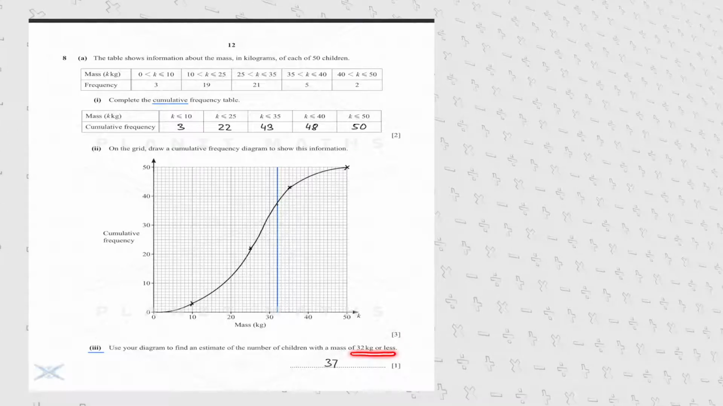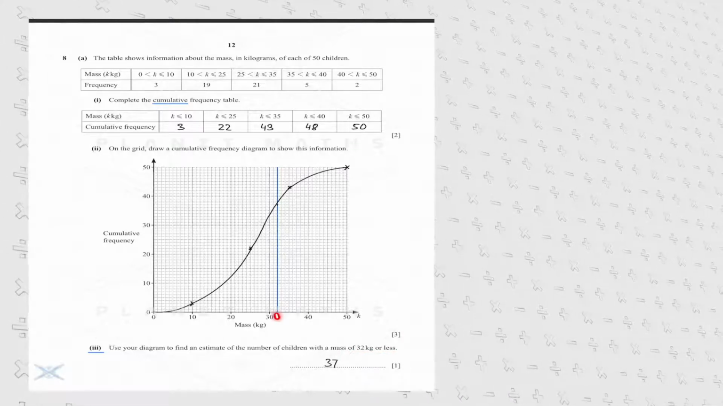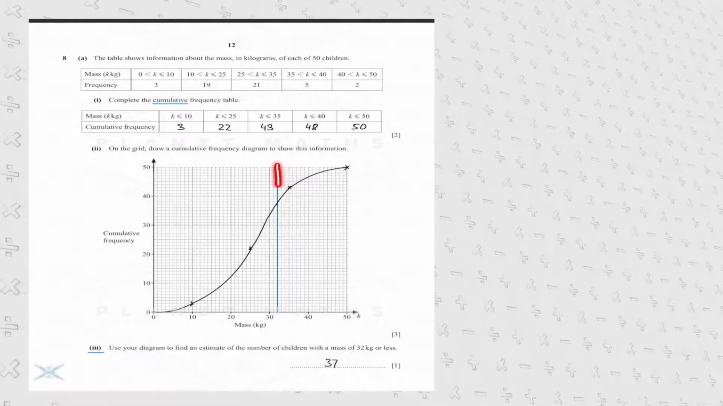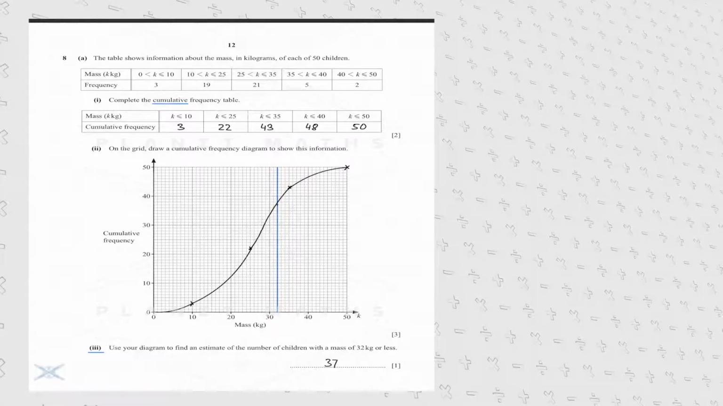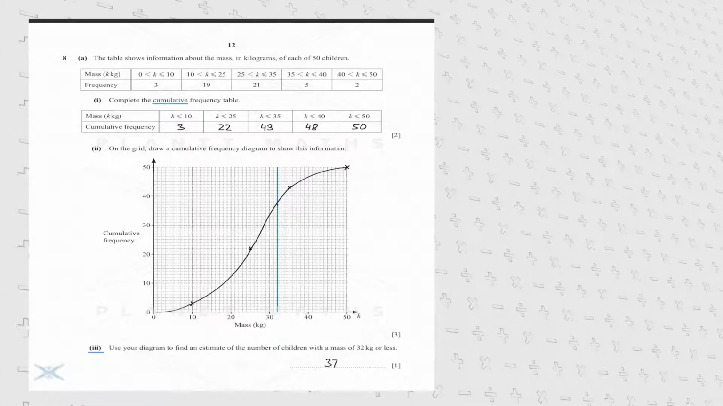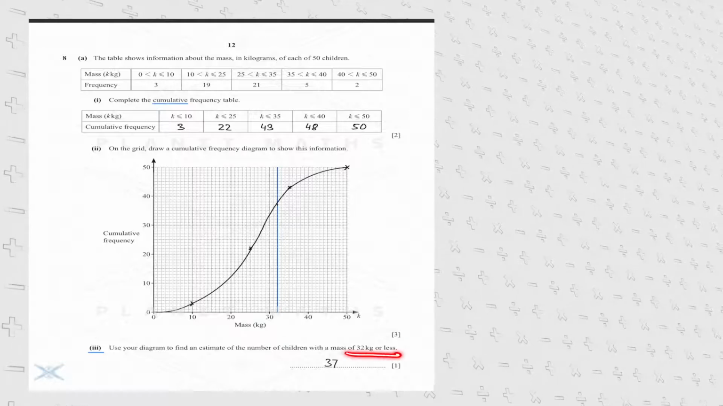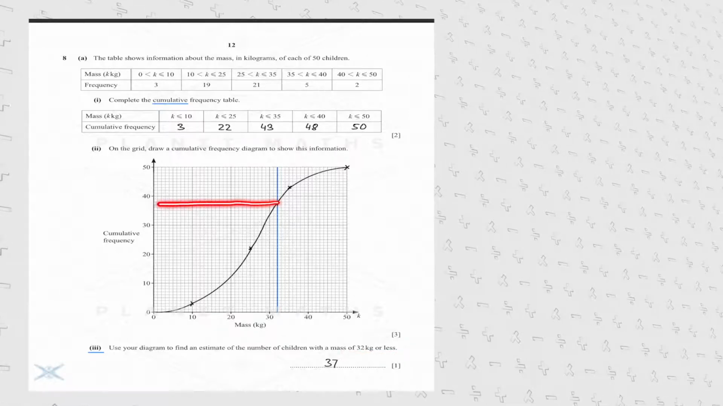So we can find 32 kilograms looking at the x-axis and draw a vertical straight line from there. And where this line intersects the curve provides us with the estimated number of children for which this is the case, which according to this diagram is 37.